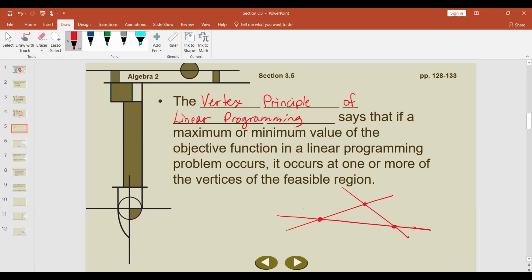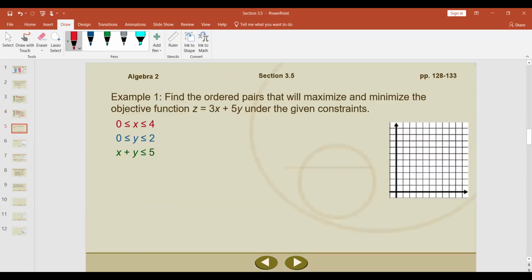All right, let me show you what I'm talking about. Example 1, we've got a couple of different slides on this one. The first one covers the first step, which is you have to graph the constraints. We have to graph our inequalities. Step 1, graph each constraint. This gives us our feasible region or our solution.